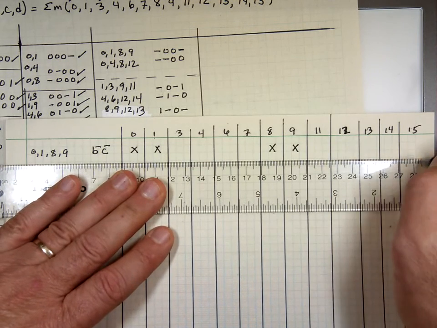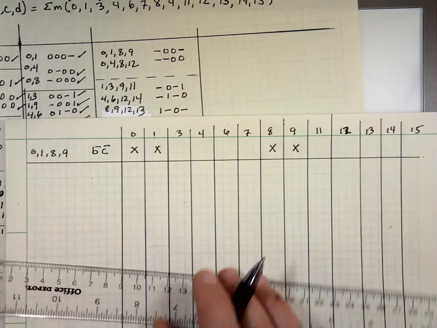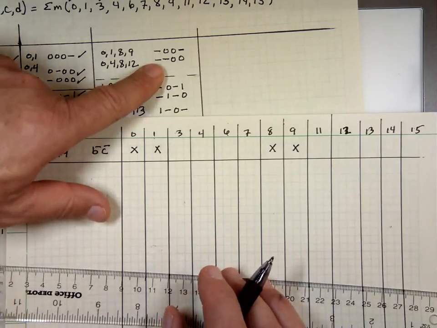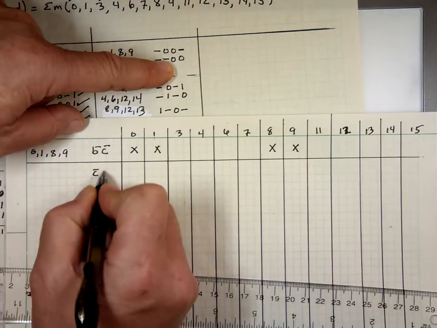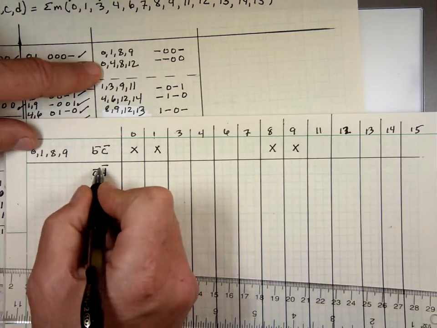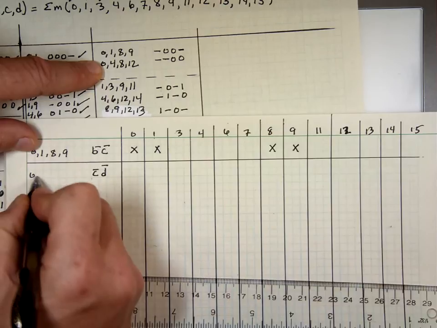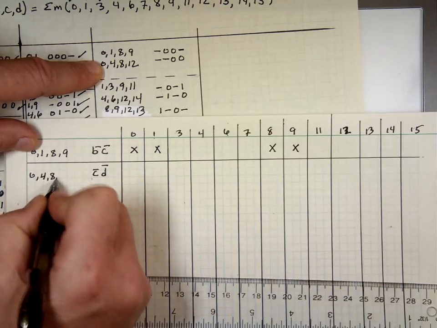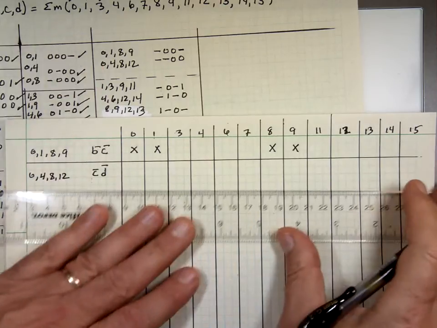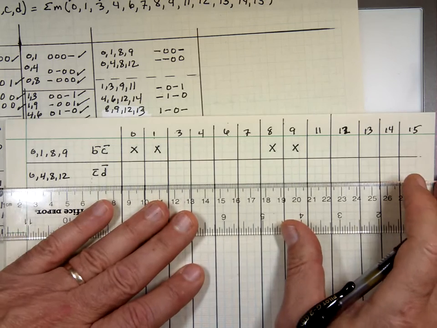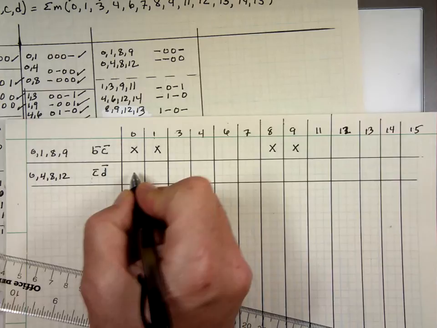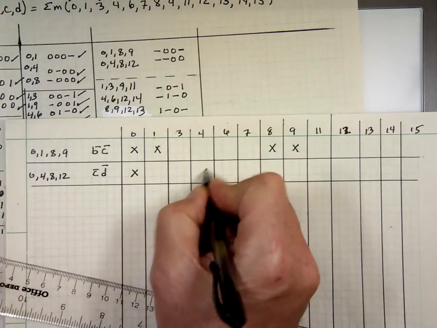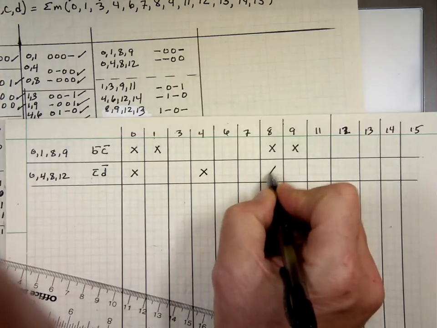The next one, let's look at this. A is gone, B is gone, C naught, D naught. That covers 0, 4, 8, 12. Zero, 4, 8, 12. 0, 4, 8, and 12.